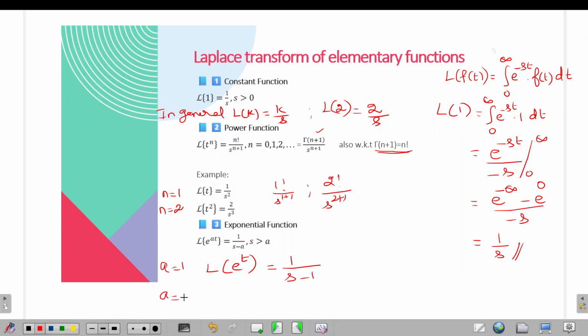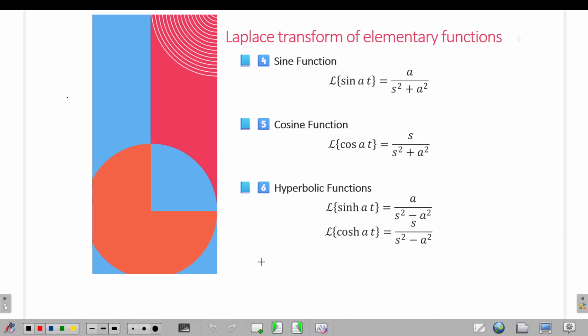When a is -1, we have L of e to the power of -t equal to 1 divided by s plus 1. For varying a, we will get the Laplace transform of the corresponding exponential function. Now let us learn about the Laplace transform of sine and cosine functions.